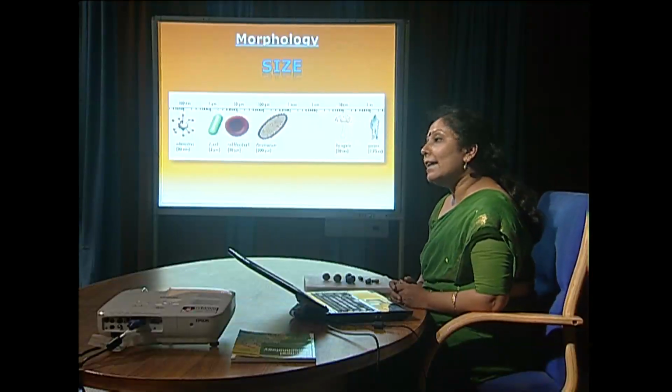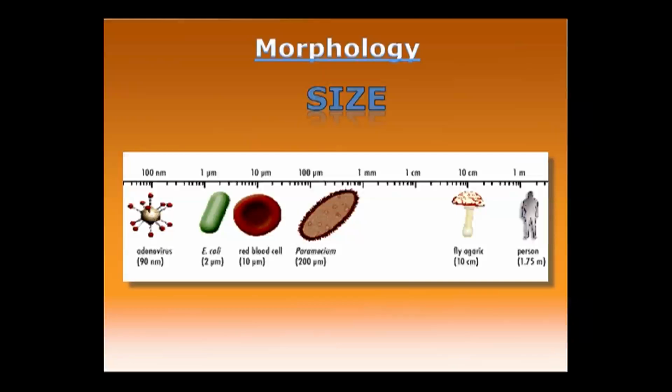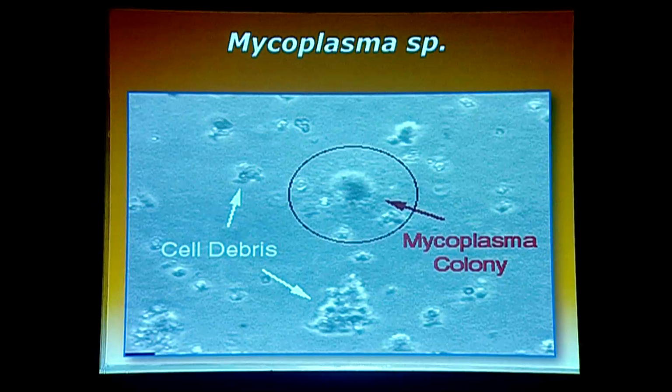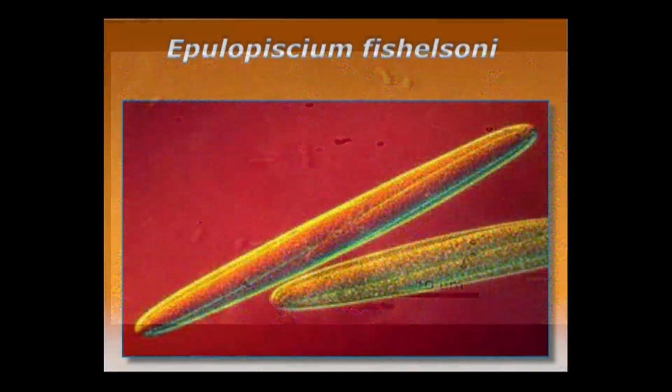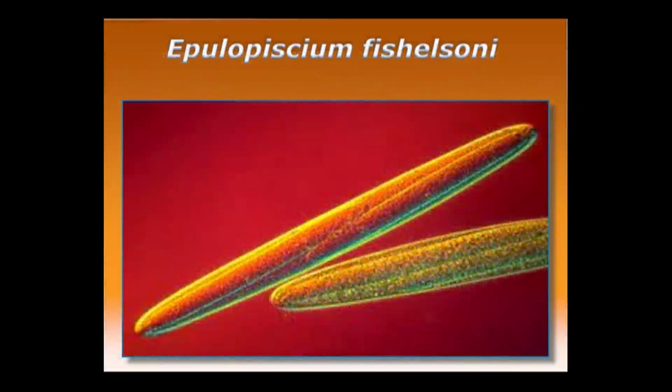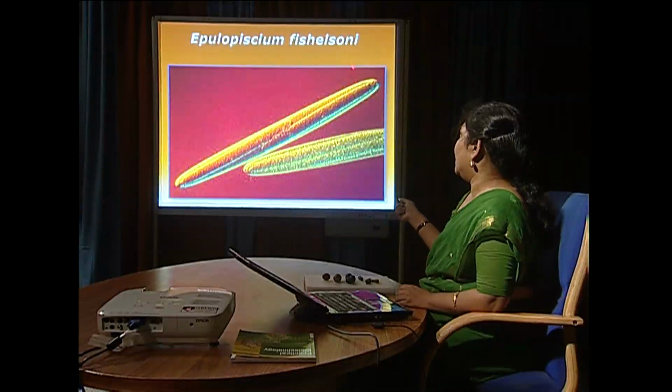Size. The size of the bacteria ranges from 0.1 to 100 nanometer. The smallest one is the Mycoplasma species. This is the picture of the Mycoplasma, having 100 to 200 nanometer in length. E. coli having the average size ranging from 1.1 to 1.5 micrometer. The largest one having 0.7 millimeter in length. The name of the largest bacteria is Epulopiscium fishelsoni. This is the structure.